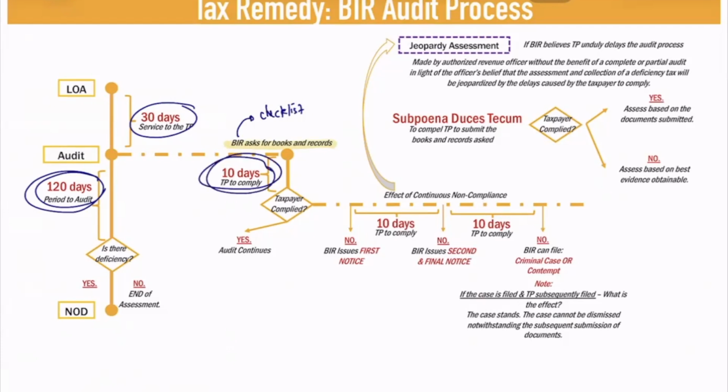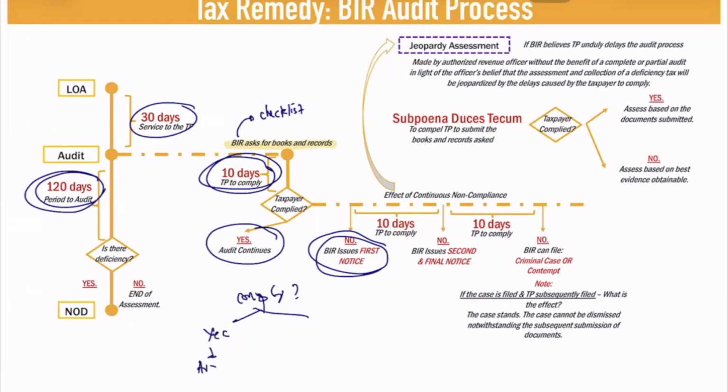The next question is, is the taxpayer compliant or not? If the taxpayer complied, then no problem. The audit continues. But if the taxpayer did not comply, then the BIR will issue a first notice. So did it comply? If yes, then the audit continues. If the answer is no, then there can be a first notice.